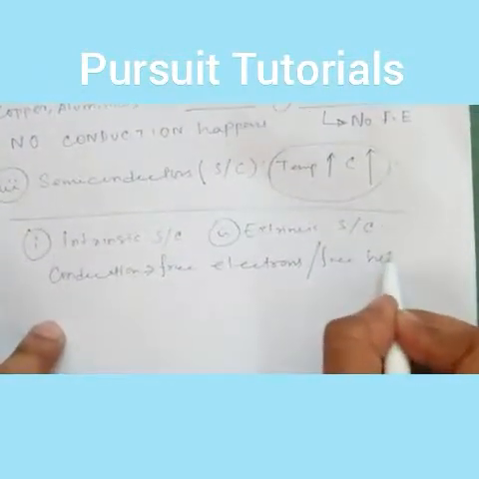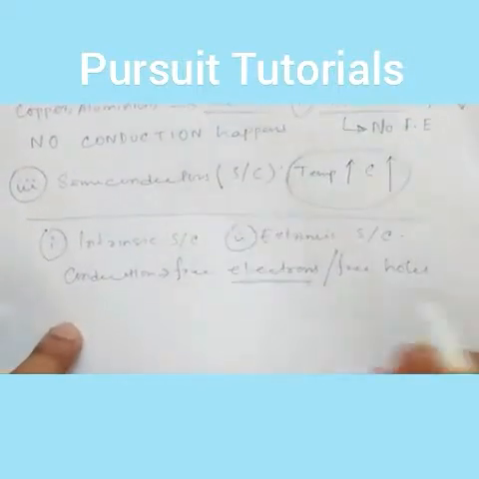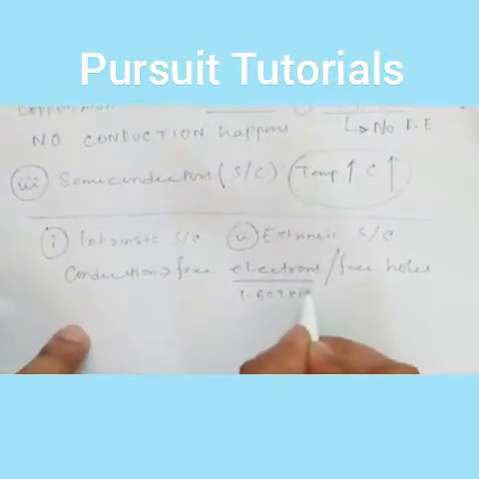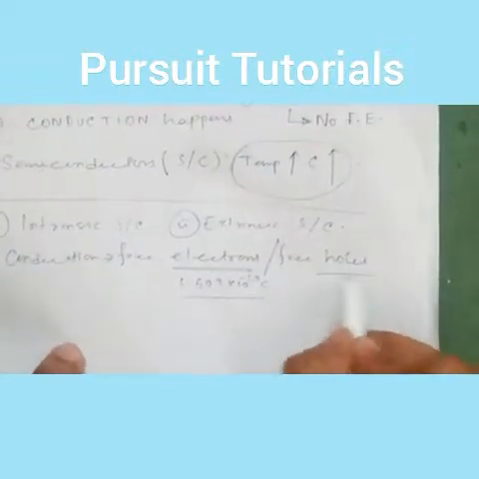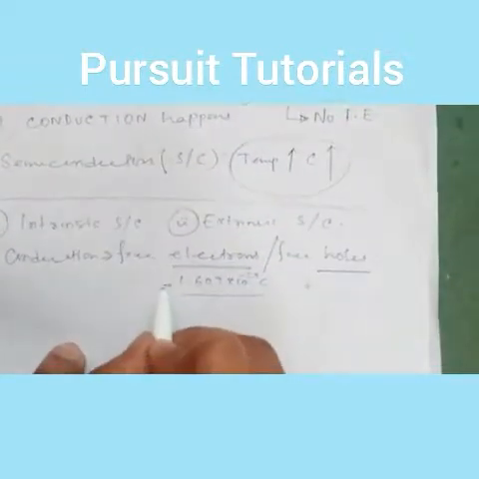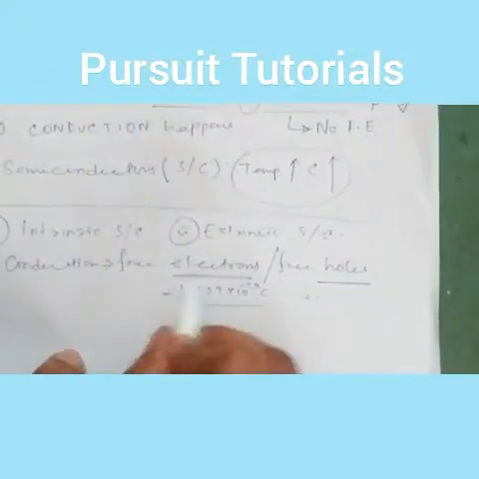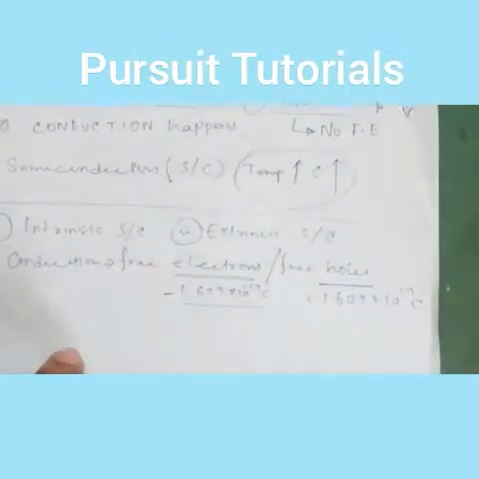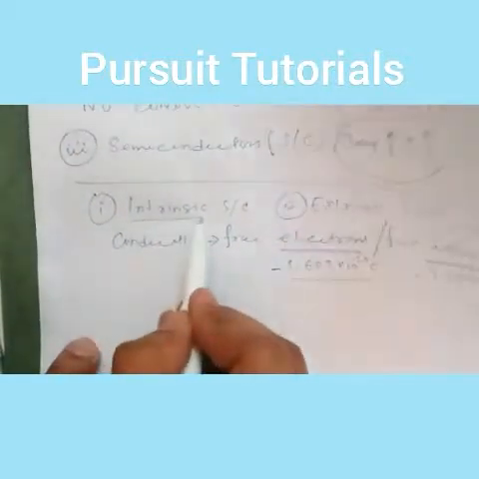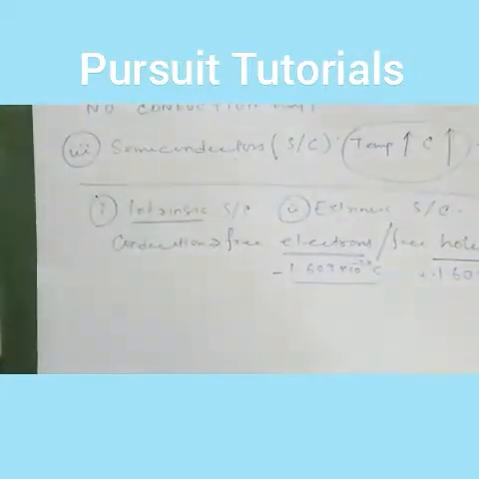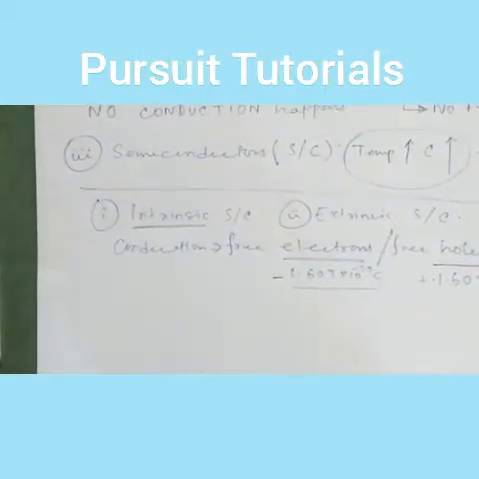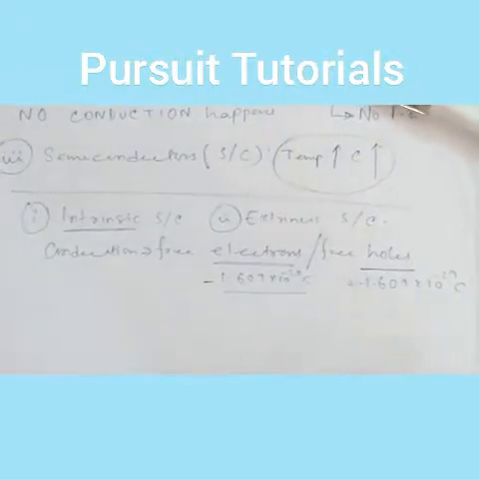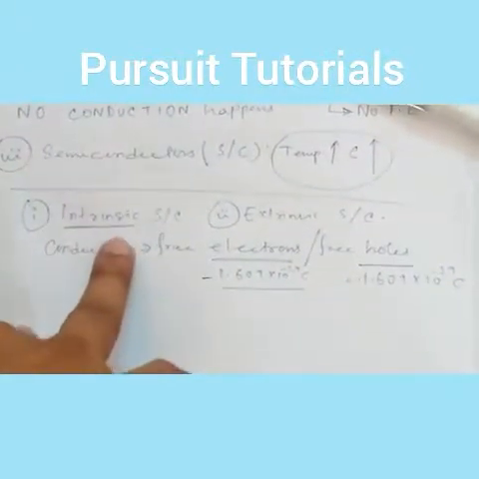The free electron, as we know, is a negatively charged particle, with a charge of 1.609 into 10 to the power of minus 29 coulomb, right? This free hole is actually a positive component. This is a negative component and this is a positive component having an equal amount of charge, also 1.609 into 10 to the power of minus 29 coulomb. So by the name intrinsic semiconductor, what can we infer? An intrinsic semiconductor means a semiconductor which is not doped, that is, whatever number of electrons or holes are present in the semiconductor material, the same number is involved in the conduction process. So these are called intrinsic semiconductors.